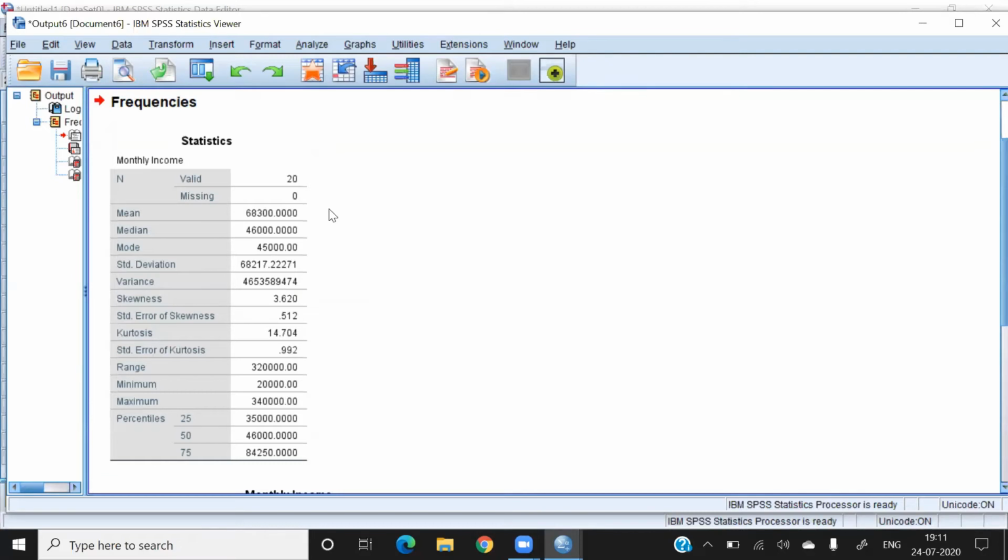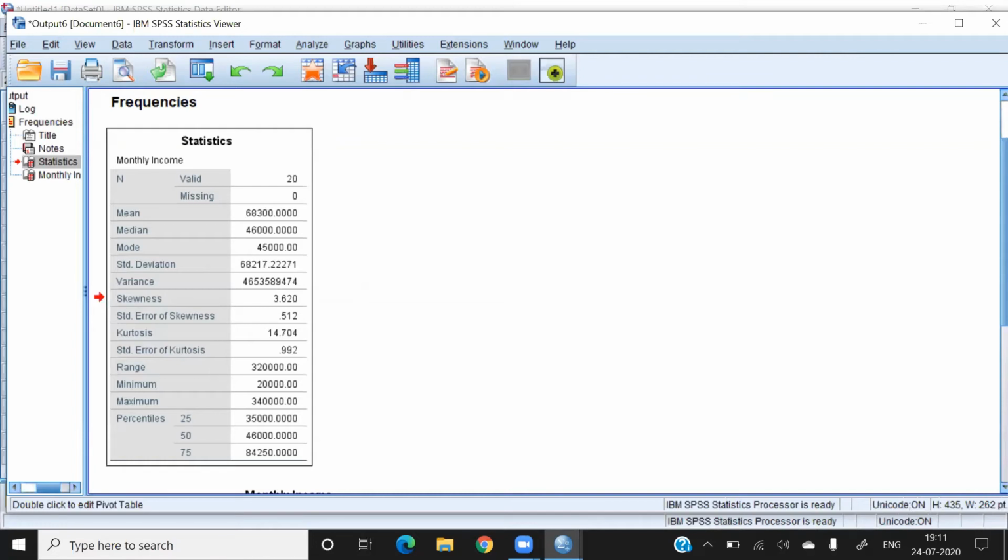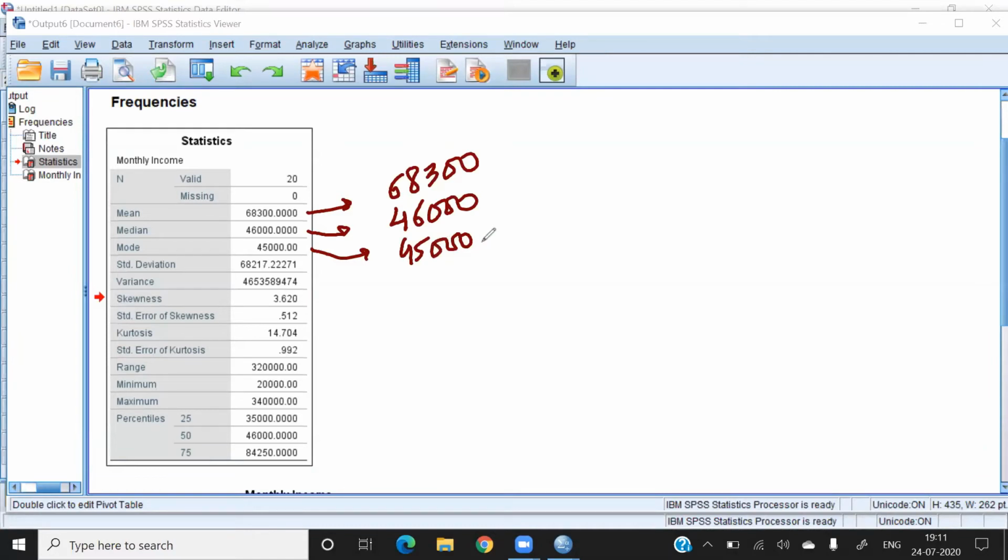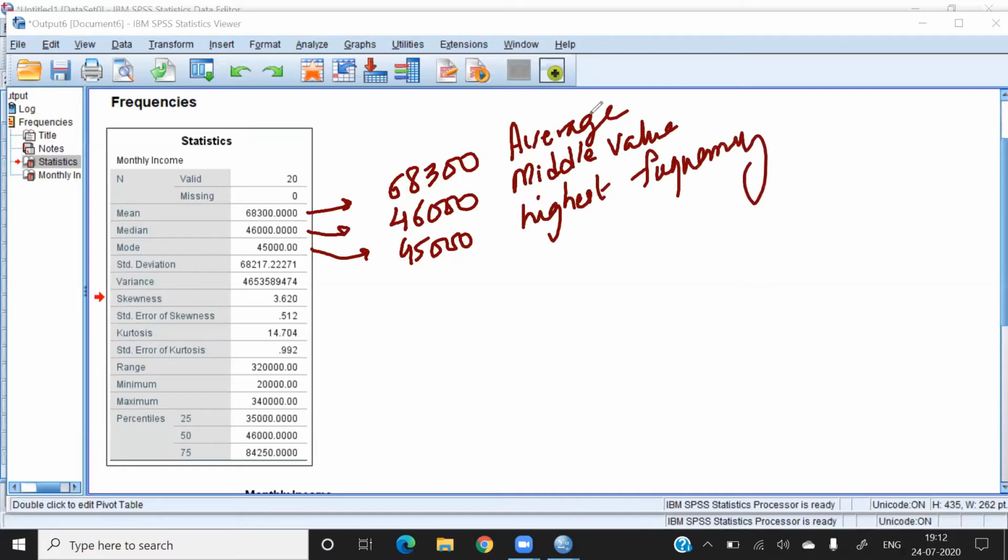So let me explain some of the things. We have the mean here. The average value is 68,300. The median is 46,000. The mode is 45,000. Mode means the value with the highest frequency, and this is the middle value, and this is the average. So mean represents the average, median represents the middle value, and 45,000 represents the value with the highest frequency. So I hope now you have some clarity on these values.